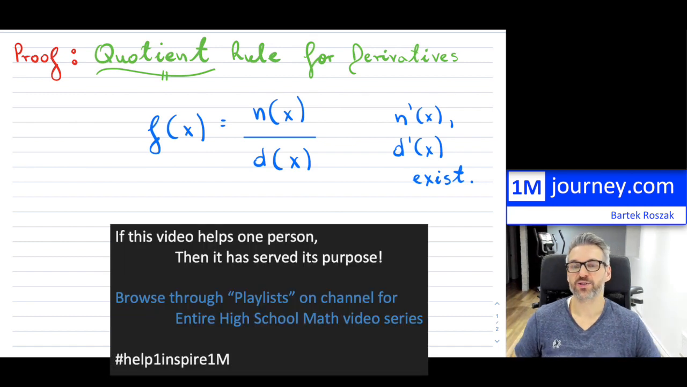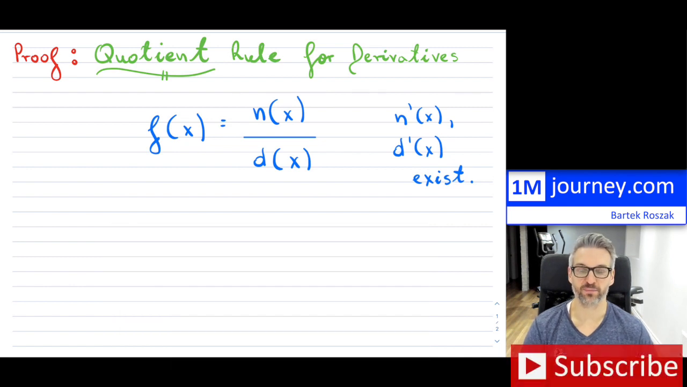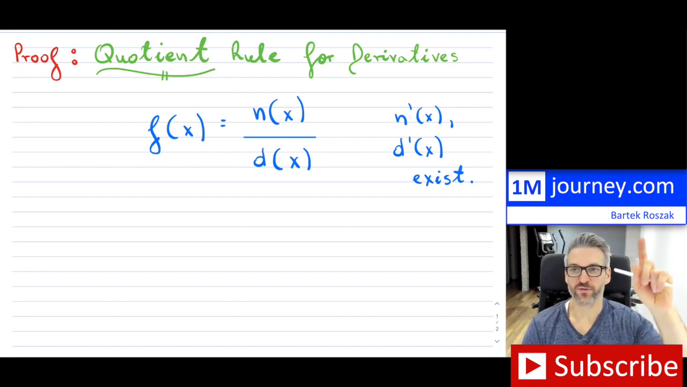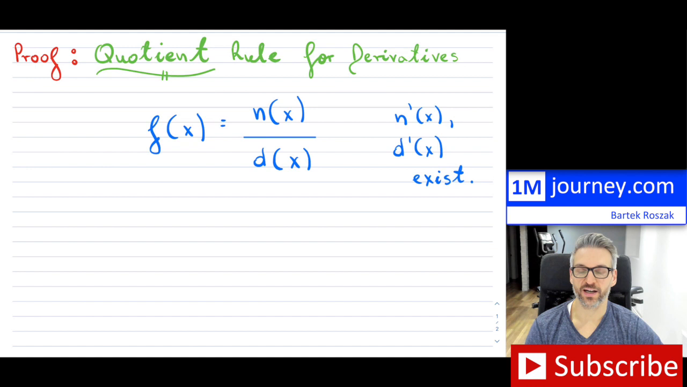Welcome in. So let's prove the quotient rule for derivatives. It's one of the easier proofs that we actually have. Now, I am going to utilize the product rule for derivatives, and I have proved that one. I'll put it up above there if you've forgotten about the product rule.